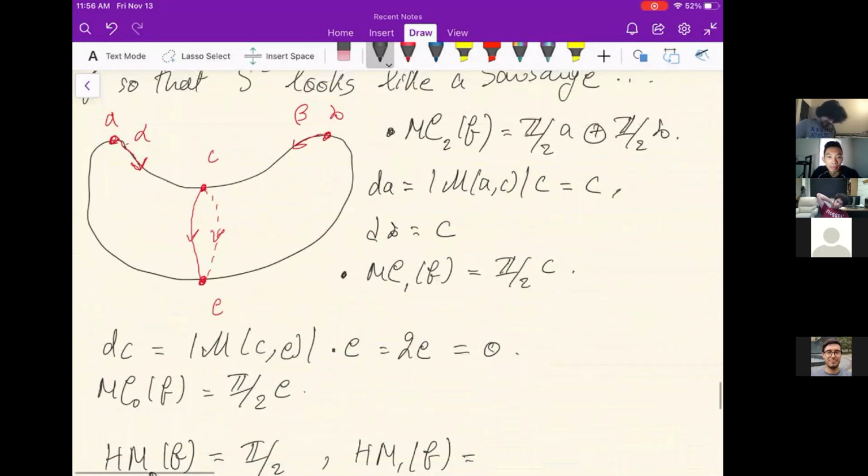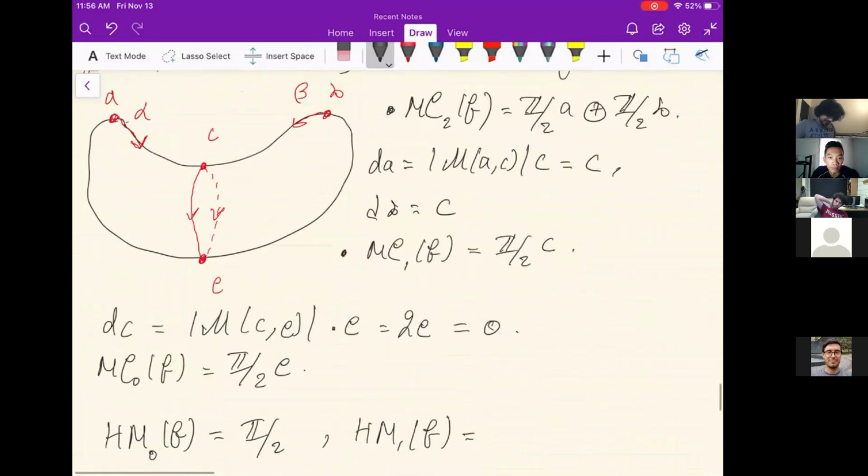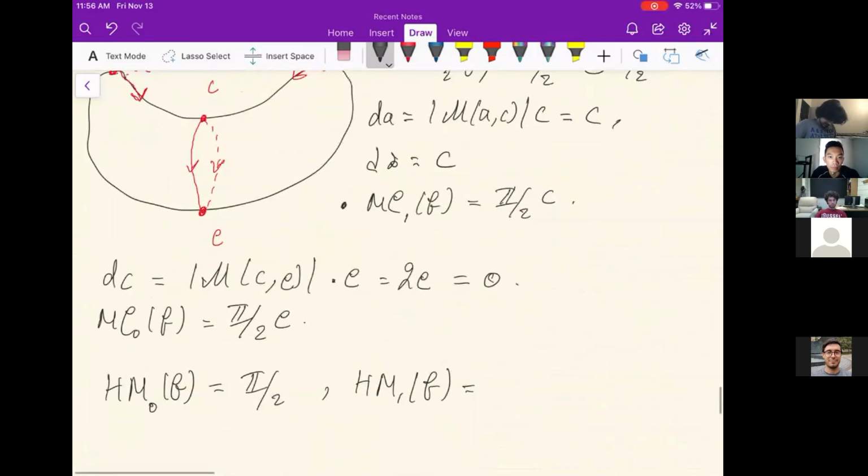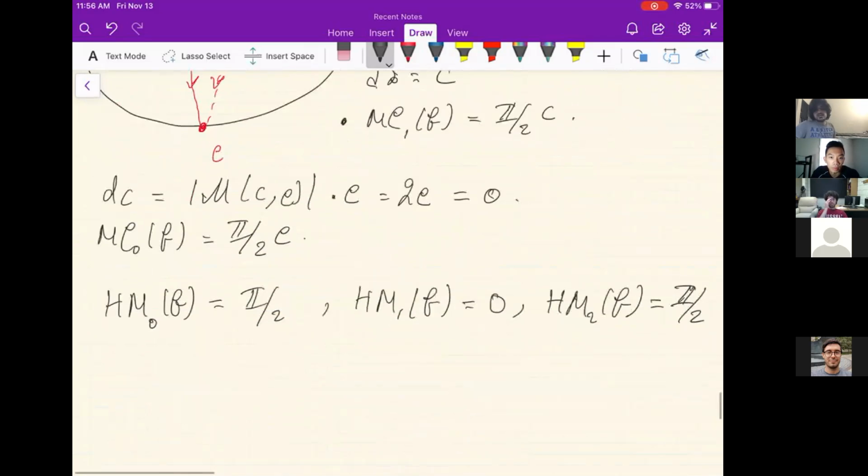And if you do the computation well with the kernel of the differential in degree 1, and so on and so forth, you will get that HM1 is actually 0, and HM2 is Z mod 2. So basically, as you can see, you recover the cellular homology of S2.